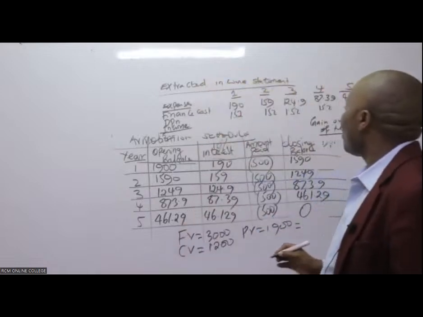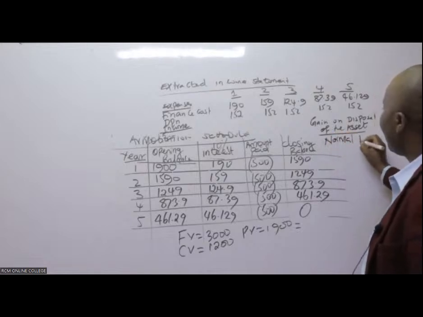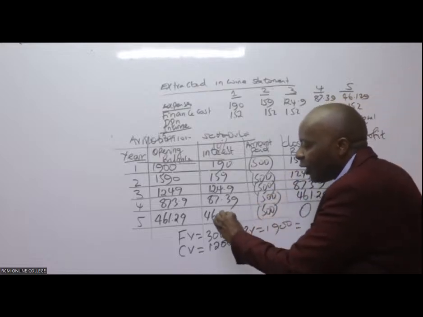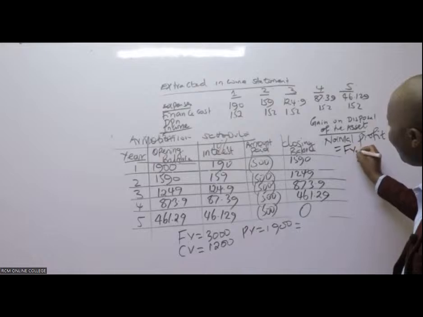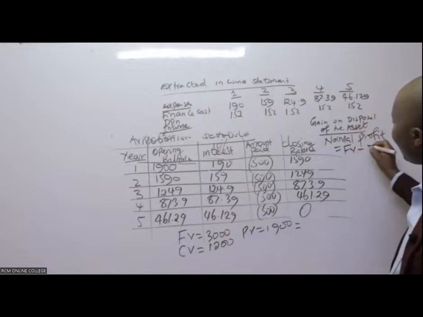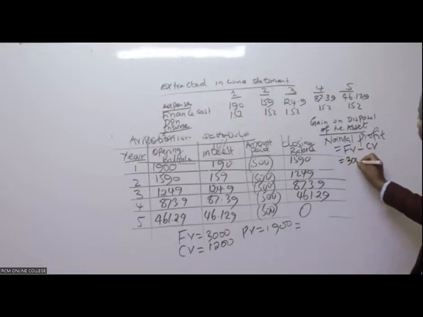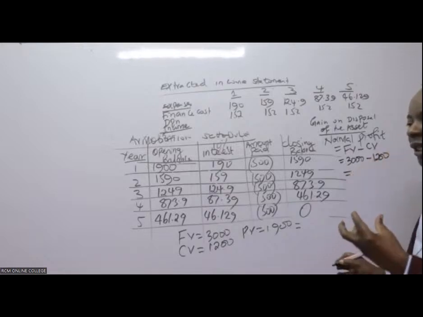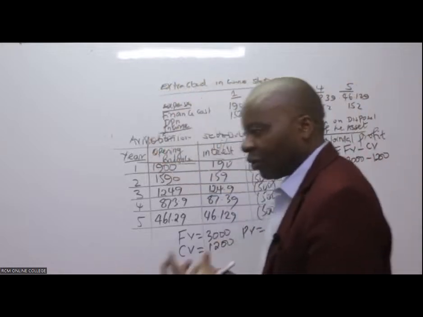So for this gain on disposal, if you're using the formula, you must first give us the normal profit. So how do we get the normal profit? Remember, this asset's fair value, its market value, is 3,000. The normal profit is the fair value minus the book value, which is the same as the carrying value. The fair value is 3,000 and the carrying value is 1,200. Is there anybody who is able to see the normal profit? Grace is telling me there is a figure of 1,800.